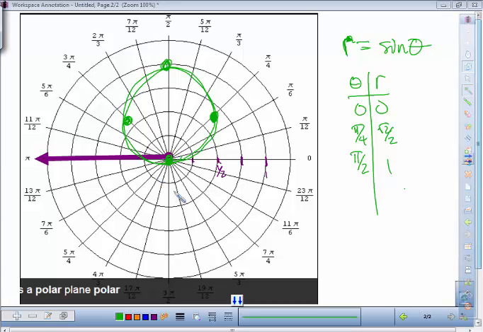All right, this is a polar coordinate graph. We're drawing this function, and this is what we have so far after we plotted some points. So we've only gone up to pi over 2. All right, what do you think is going to happen when we go a little bit farther?